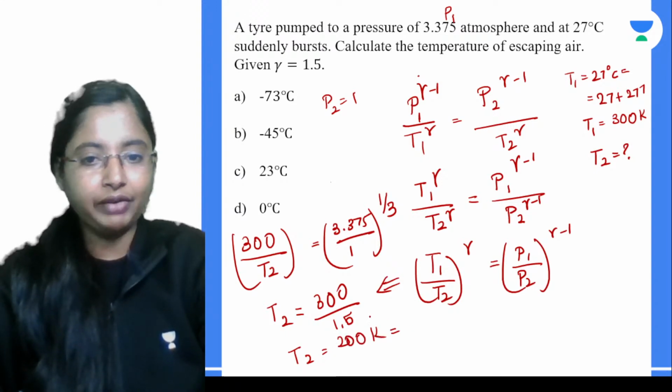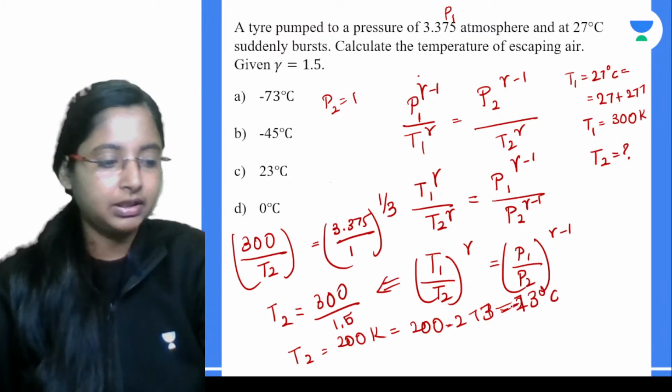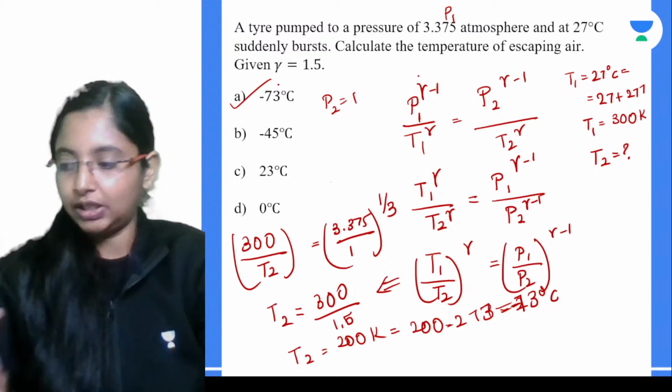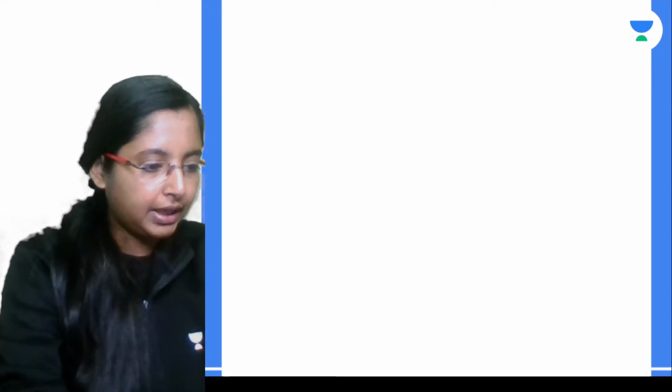Now that 200 Kelvin, converted into degrees Celsius, you subtract 273. This gives you somewhere around minus 73 degrees Celsius. This will give you somewhere around minus 73 degrees Celsius. Very simple question.